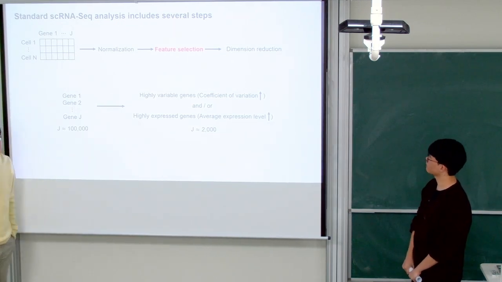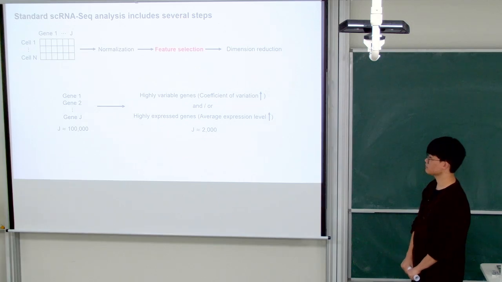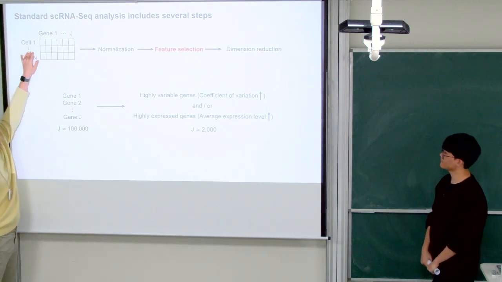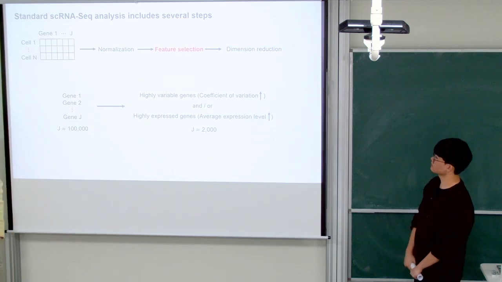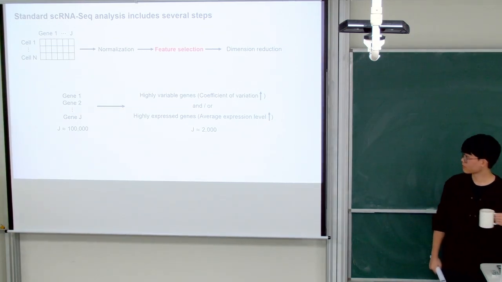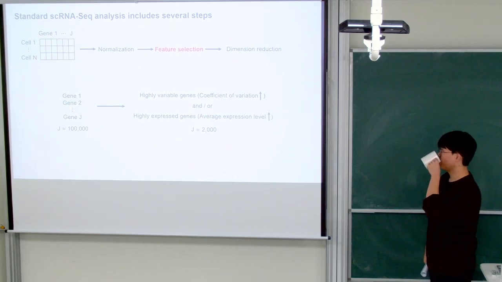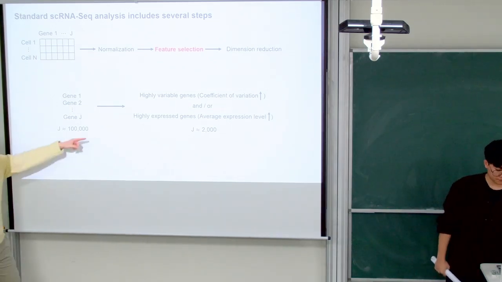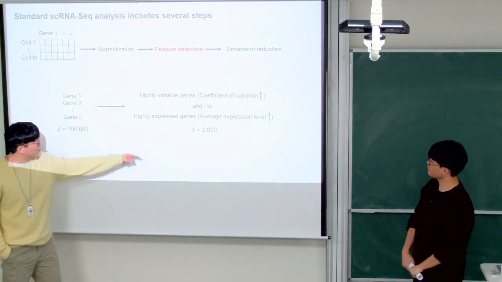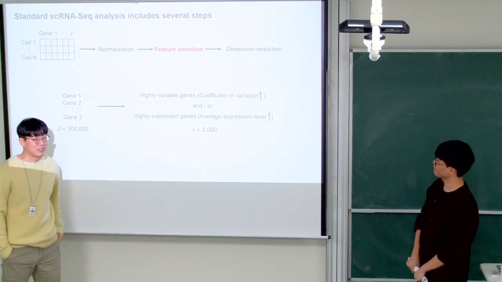Why are the highly variable genes more important? Because anyway, our goal is to see which cells are different from each other. So we need genes which can distinguish the cells. That's why we focus on the highly variable genes. And then why do we consider highly expressed genes?